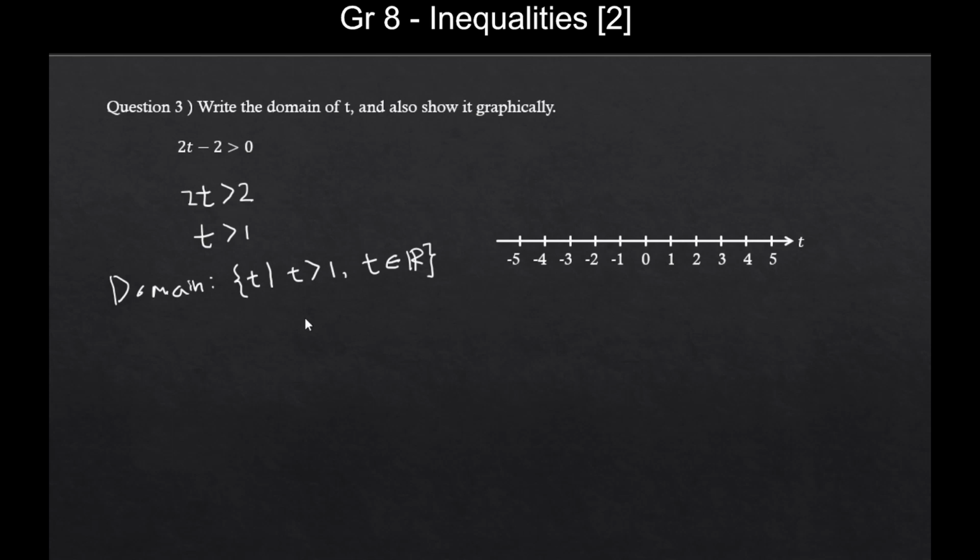Here you go. Now we have t greater than 1. So what does that mean? We have to make it greater than 1, but not 1. So I'm going to exclude 1 by not coloring the dot. And then t is greater than 1, so it goes to the right.